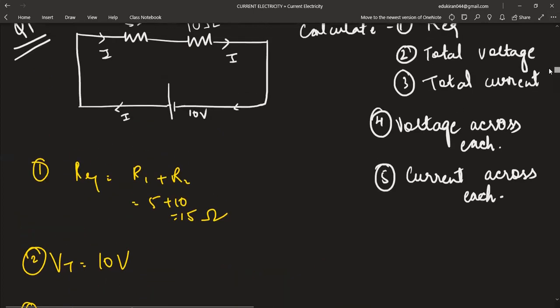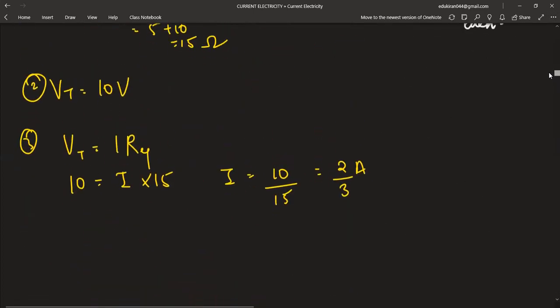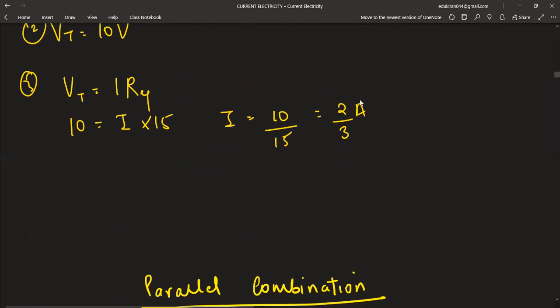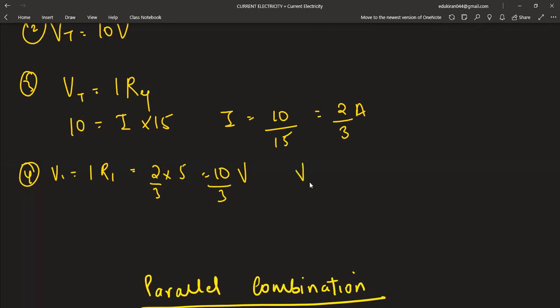Fourth is voltage across each. Yeah, this is something different. See, V1 will be I into R1. 2 by 3 into R1 was 5. So that becomes 10 by 3 volt. And V2 becomes I into R2. That is 2 by 3 into 10. So this is 20 by 3 volt.